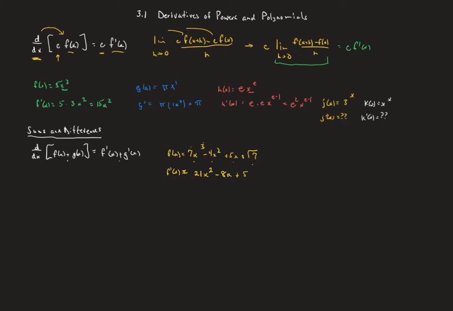5x becomes the constant 5 because we subtract 1 from the exponent x to the first, which becomes 0. And remember, we said square root of 7 is just a constant, so its derivative is 0, and that is our answer. Now remember that our power rule applies to all powers of x.